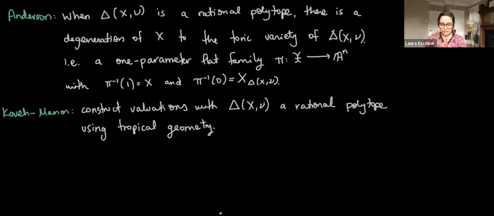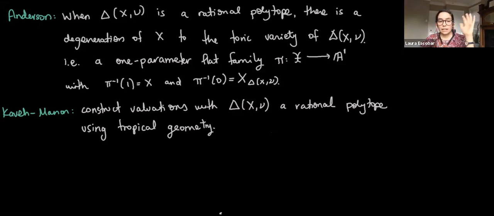Okay, and my typo carried over. I should clarify one thing: in some preprints by Kaveh-Manon, they do deal with more general families where they're not over A1, they're over toric varieties. So in some sense, they worked on gluing a lot of these degenerations into one big family, which is very nice. So going back to Kaveh and Manon, whom I already mentioned.